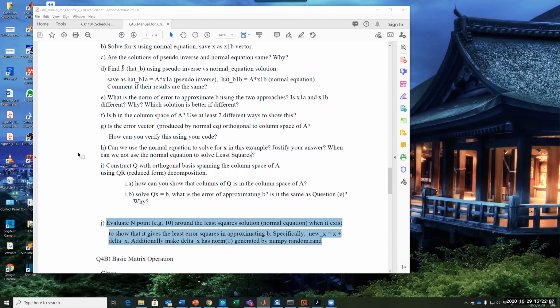Do we need to know chapter 8? Nope, you don't, because it's only least squares. The only thing you need is pseudo inverse, which is just P inverse. Yes. So just chapter 6 and 7. And the quiz will be just chapter 7 and 8, I think.